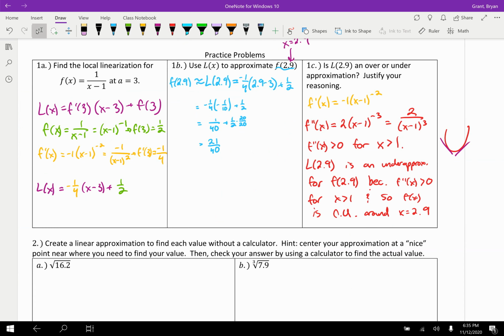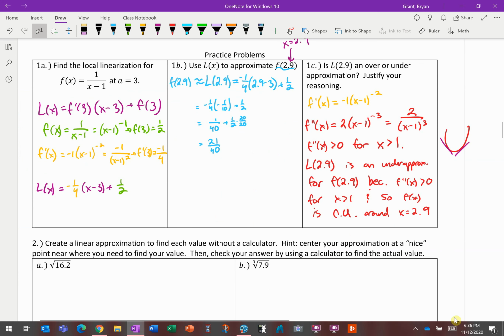We should probably see if we're right, huh? I always hate doing this and getting the wrong answer. So let's go ahead and graph this equation. Let's also figure out the value for f of 2.9. And then let's make sure that our tangent line was less than or greater than, so 21 over 40.